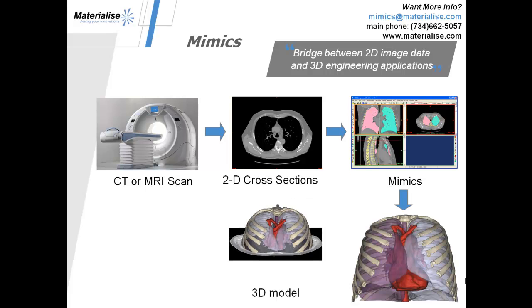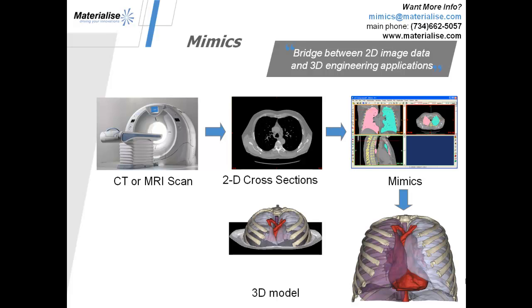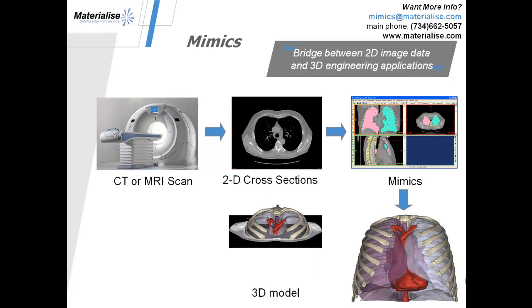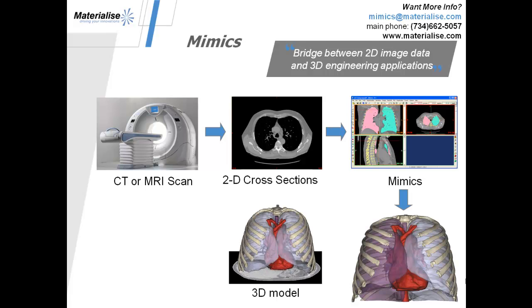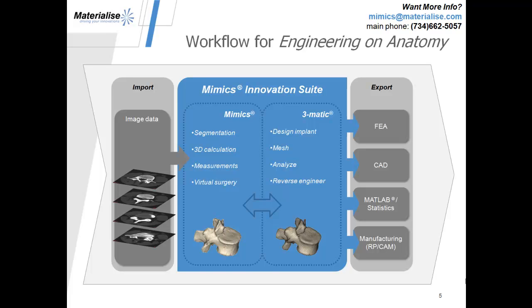So what is Mimics? Mimics is a software that allows you to take CT, MRI, really any type of medical image data, bring it into the software, and from there you can segment different models. Whatever you can see in those images, you can segment, create a 3D model, and bring that to downstream engineering applications. So what we're doing is really engineering on anatomy. Mimics is one of the first of its kind to allow you to take image data and from there create 3D models that are really meant for engineering processes.